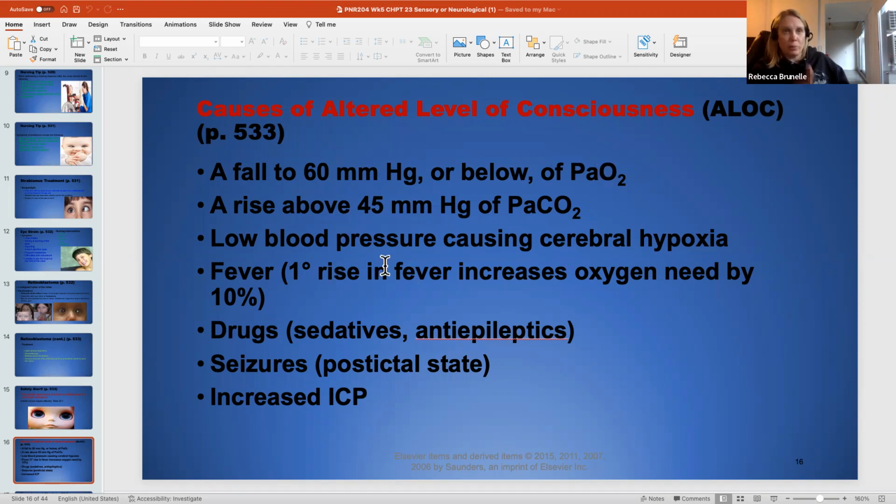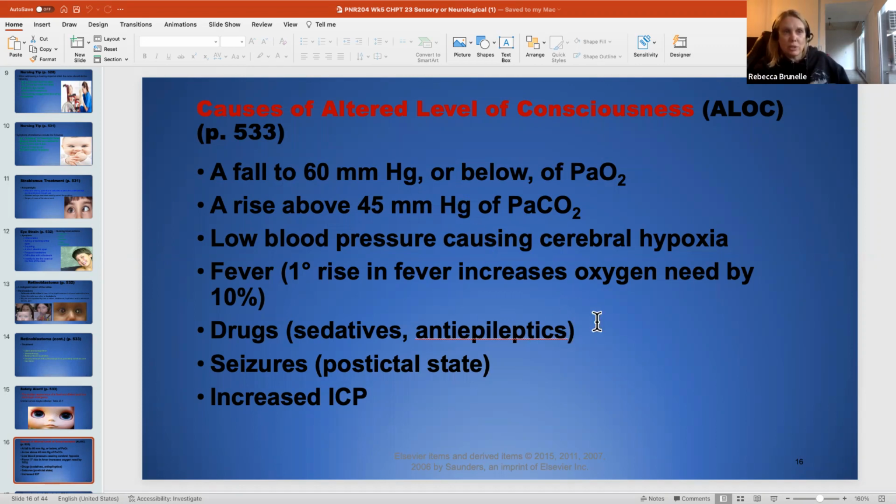You can also have low blood pressure that causes inadequate brain perfusion. Fever can be associated with altered level of consciousness. For every 1 degree rise in fever, your oxygen needs go up by 10%. So you're going to have increased oxygen consumption, increased oxygen needs if you have a fever, and over time that can lead to an altered level of consciousness.